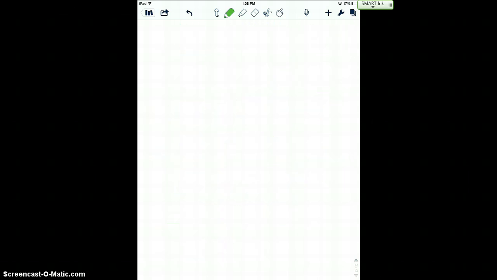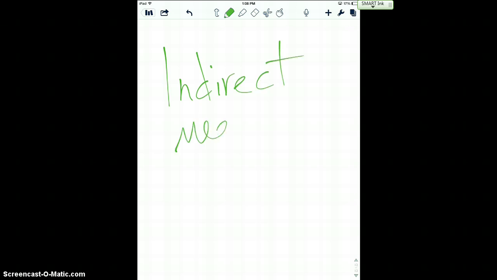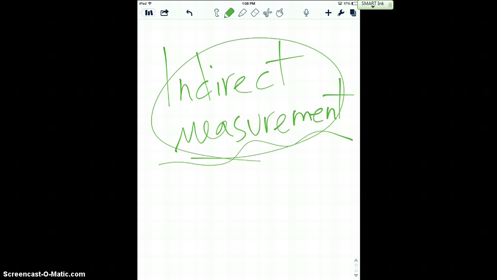All right, there is one other feature to this section, and it's known as indirect measurement, another vocabulary term. Indirect measurement is going to make use of similar figures to find unknown lengths. And you would use indirect measurement with things that are difficult to measure directly.